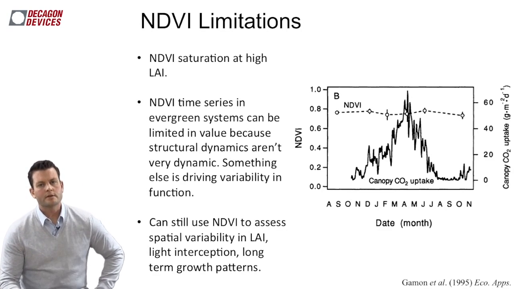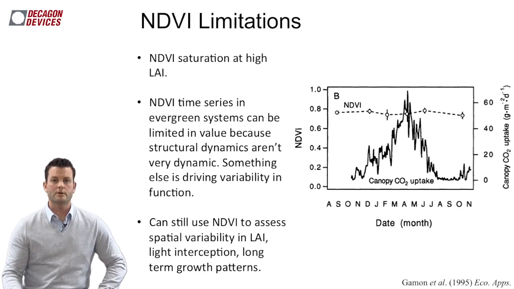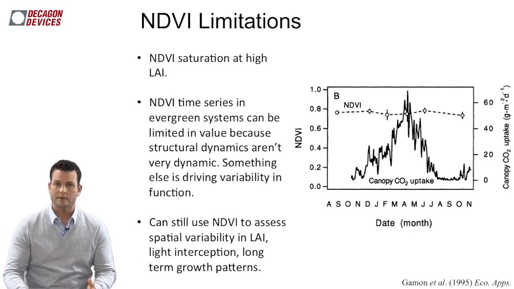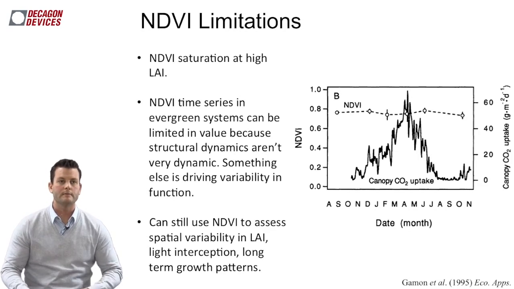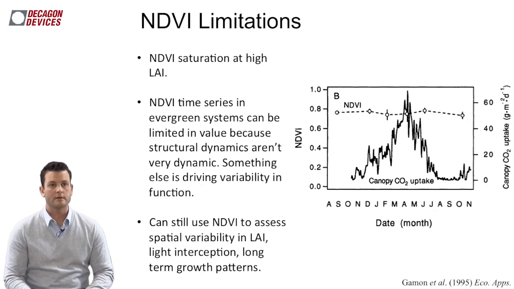So the other thing to consider is that NDVI isn't very dynamic in evergreen ecosystems, at least not in a time series approach. And this makes sense because evergreen systems are evergreen. We don't get a lot of changes from winter to summer in leaf area index and therefore fractional light interception, at least as far as it's controlled by LAI.